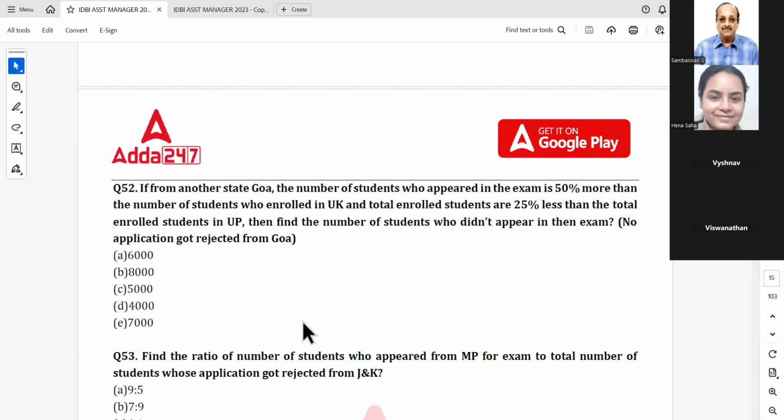Vishwanathan? Sir, yes, sir. Now only seeing the questions. Yes, no hurry. If from another state, Goa, the number of students who appeared in the exam is 50% more than the number of students who enrolled in UK, and total enrolled students are 25% less than that. They are involving too many figures. Please find out.